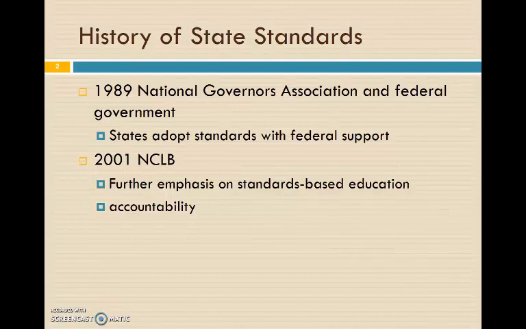So what is the history? Well, in 1989, which is a long time ago, but not really when you think about it, the National Governors Association and the federal government got together and they said, you know, we really need to create some standards in each state, educational standards, because before that there weren't state level standards.